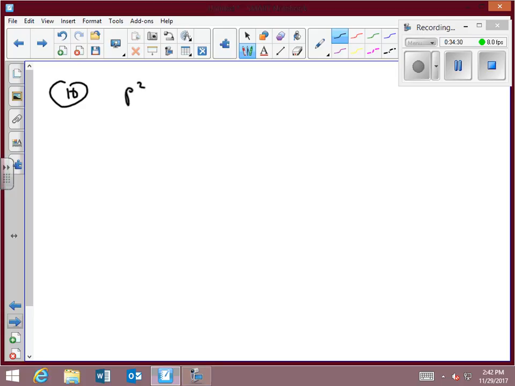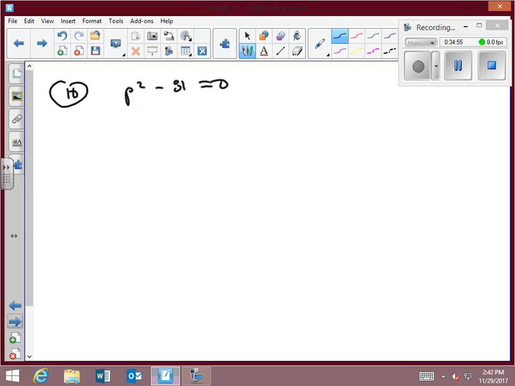p squared minus 81 equals 0. So is that 0 by itself, leading term positive, descending order? So it's in standard form. What's the next thing you always want to look for? Common factor. Is there a common factor? No common factor, right? It's a binomial.